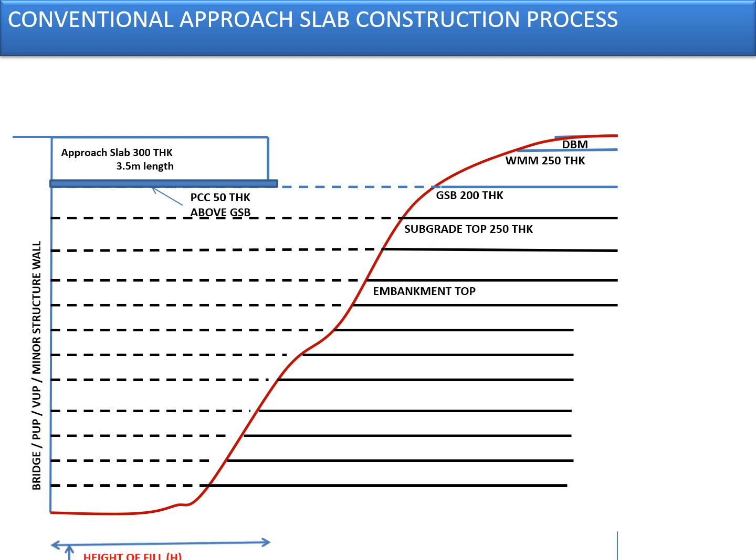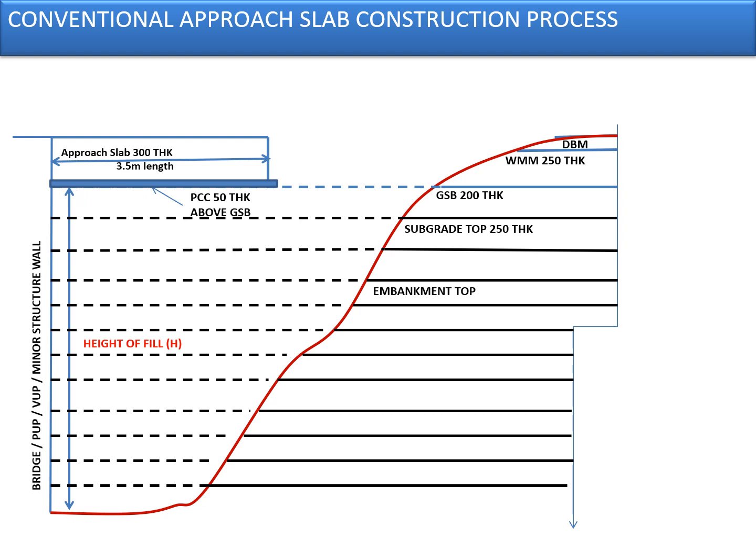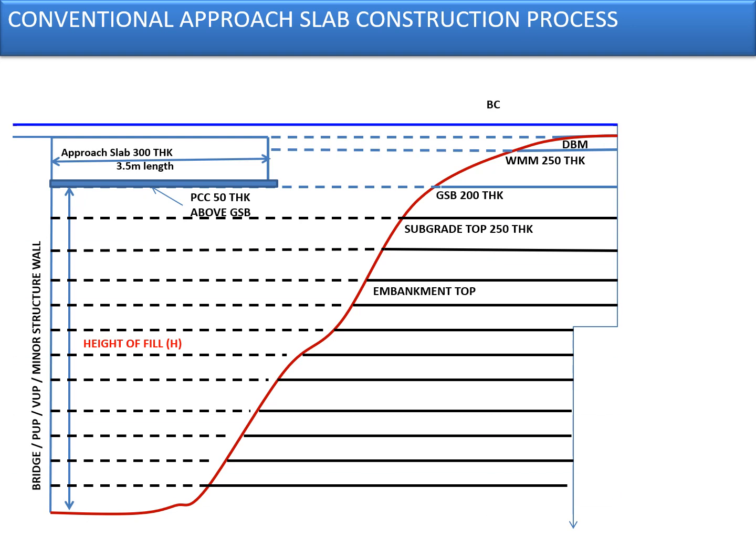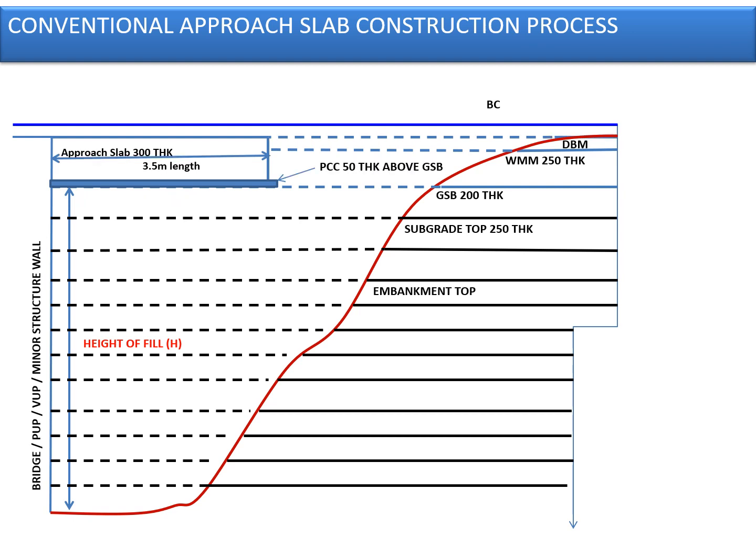Now, after completing the approach slab, the WM layer is laid on the balance area, as shown in the figure, and then the balance DBM layer is done, and over and above that the complete BC layer is laid, so that the paving is uniform in the bridge areas. Now the idea is, because the BC has a layer thickness of 50 mm only, the cushion provided on top of the approach slab is just 50 mm thick.